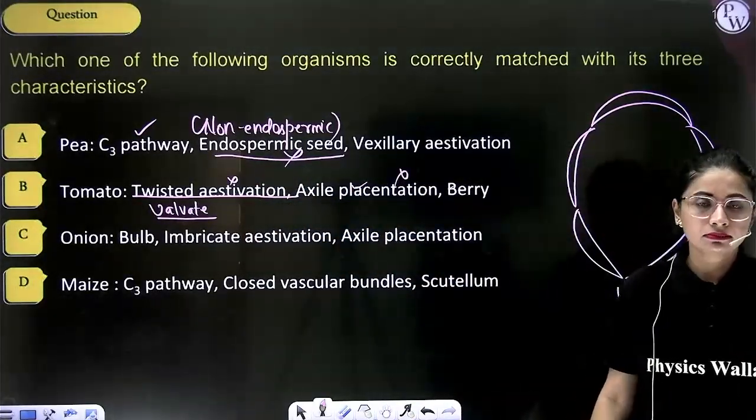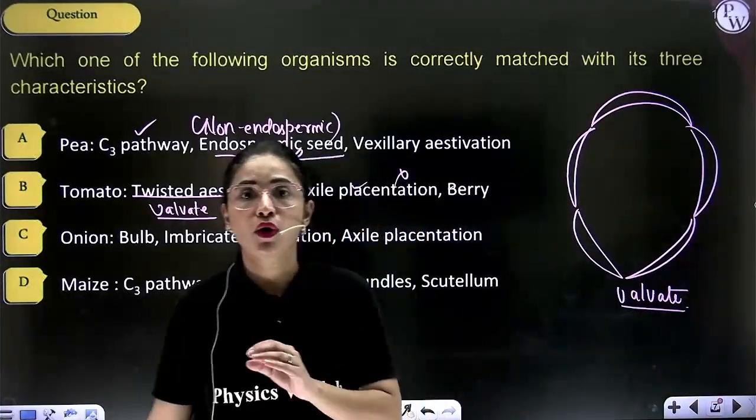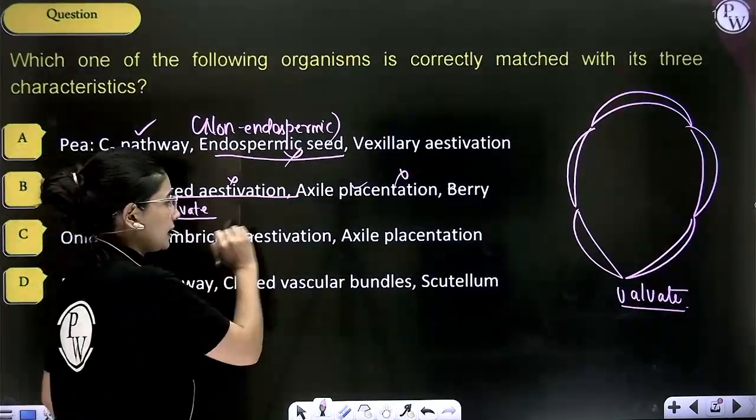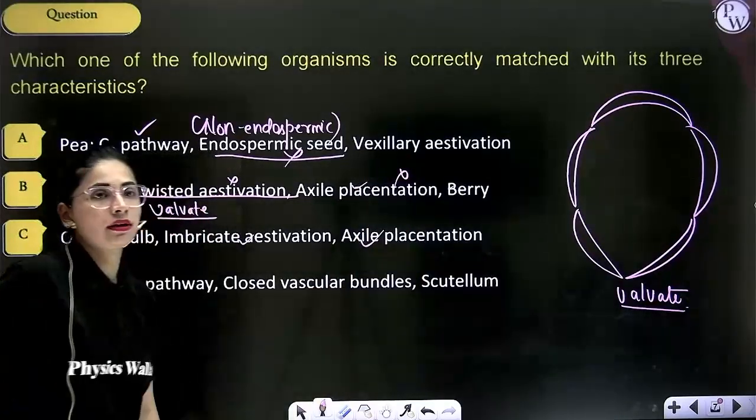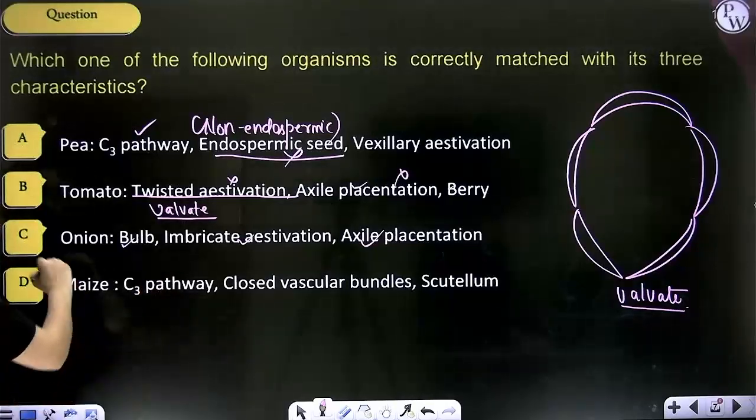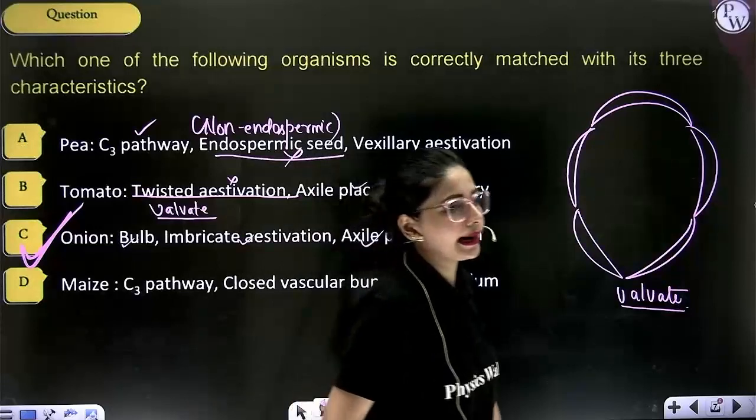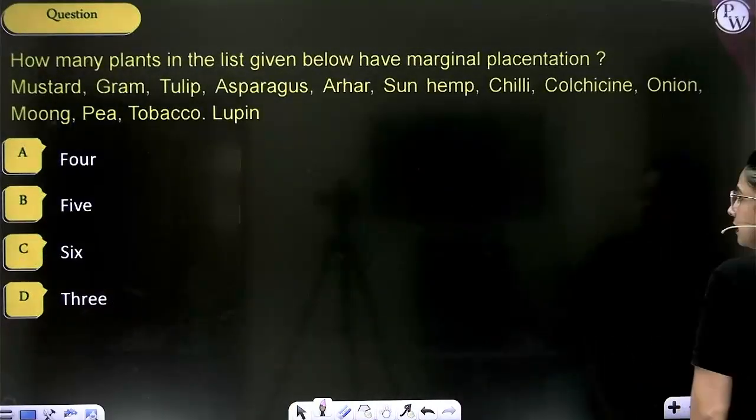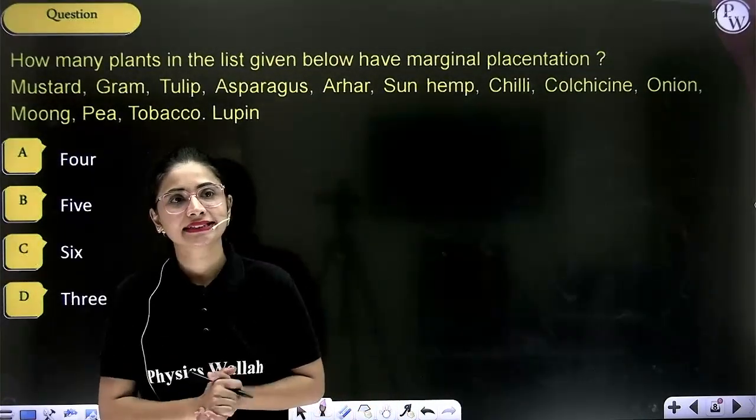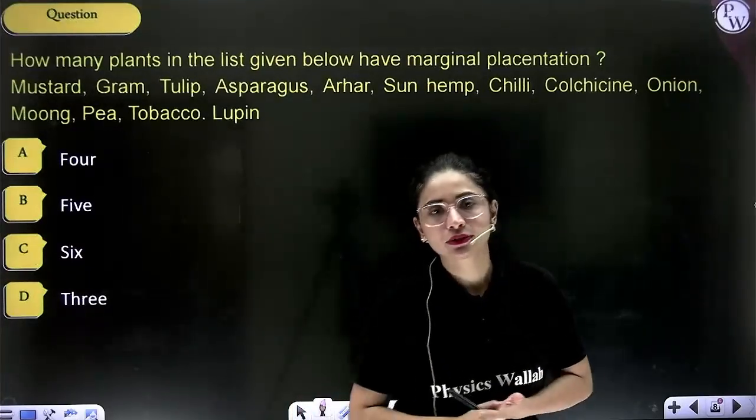Third, onion. Onion shows underground stem modification in the form of bulb. So this is correct. Imbricate aestivation, correct. Axile placentation, correct. So now all the three features are matching with respect to onion. Hence, the answer will become C for cat. Clear? Understood everyone? Yes or no? Yes? Very good. So proceeding further, now with the next question.